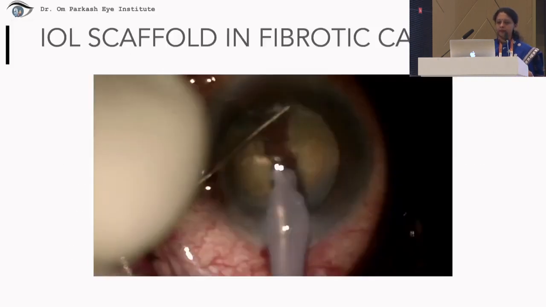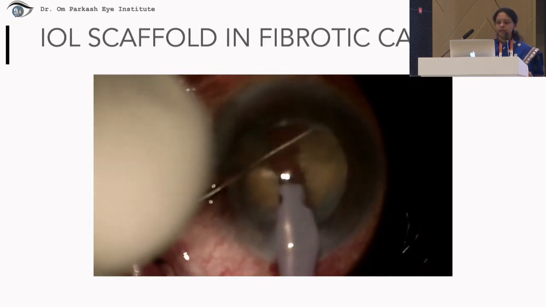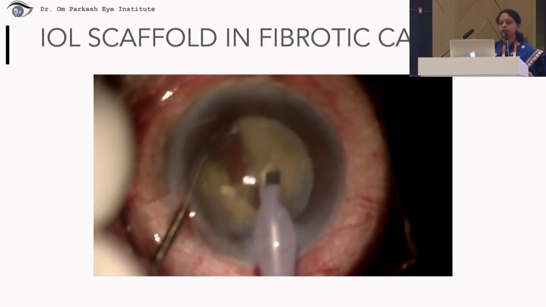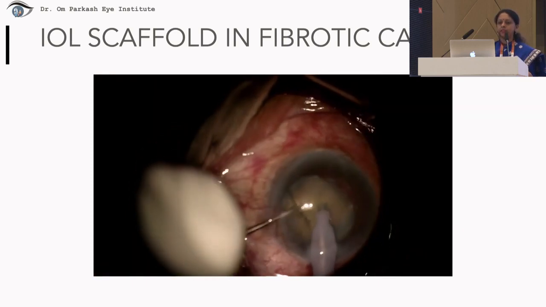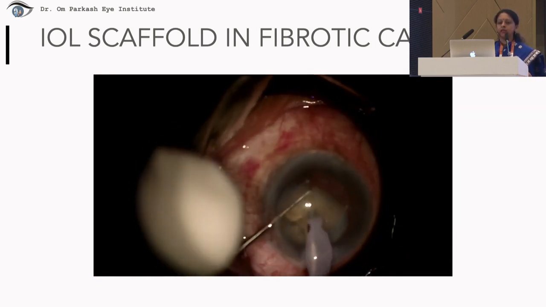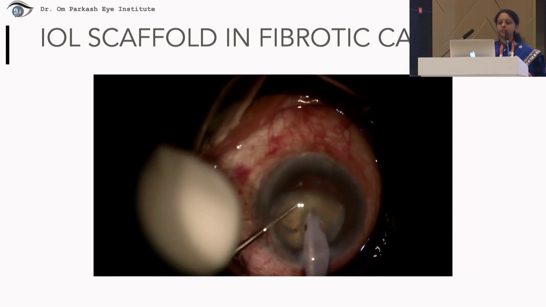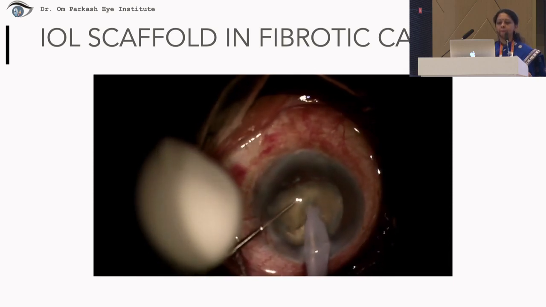Sorry. Let us see it once again. Here you can see the first fragment which was held properly, and then cross-chopping was done.